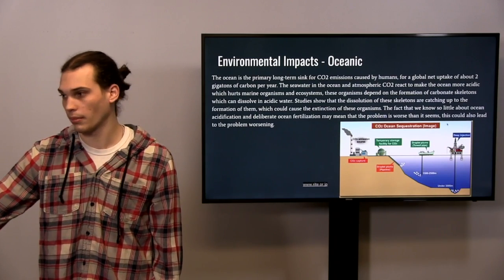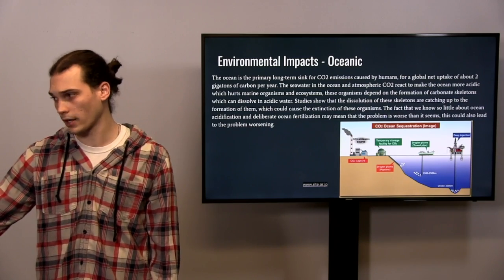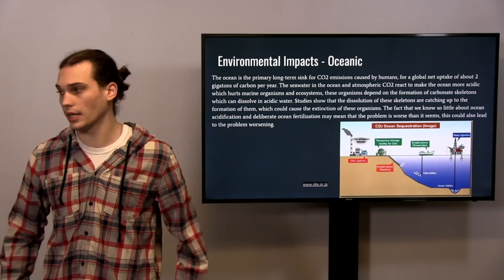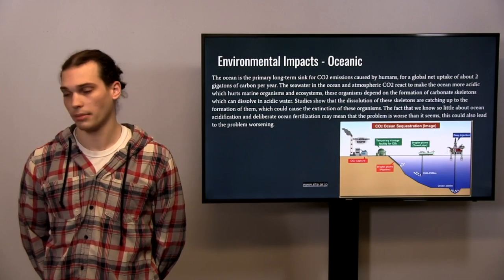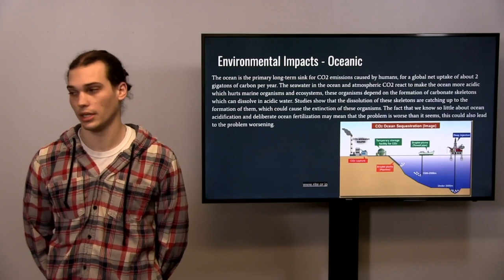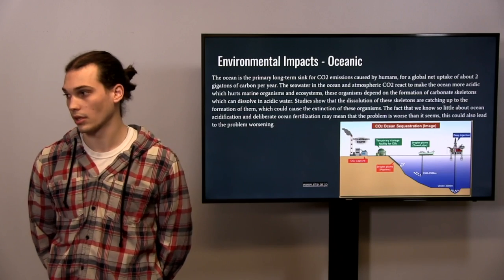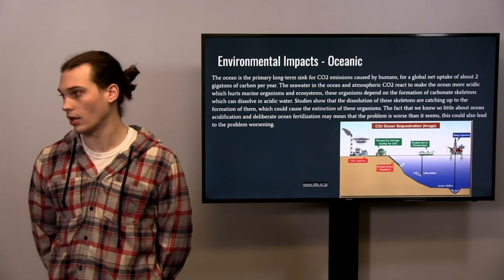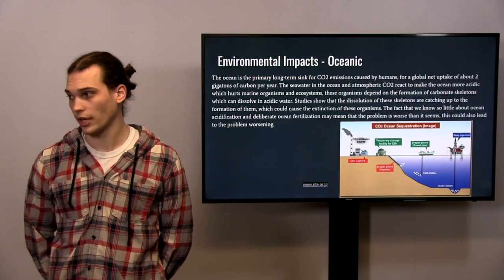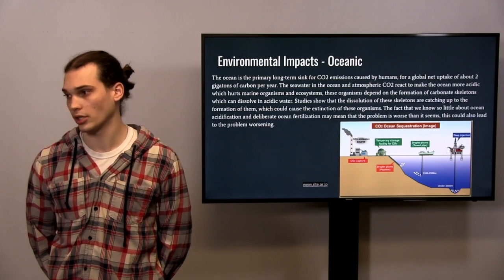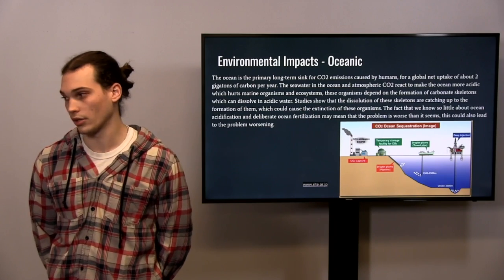Oceanic impacts of the environment: the ocean is the primary long-term sink for CO2 emissions caused by humans, for a global net uptake of about 2 gigatons of carbon per year. The seawater in the ocean and atmospheric CO2 react to make a more acidic ocean, which hurts marine organisms and ecosystems. These organisms depend on the formation of carbonate skeletons, which dissolve in the acidic water. Studies show that the dissolution of these skeletons is catching up to the formation of them, which could cause the extinction of these organisms and other problems.